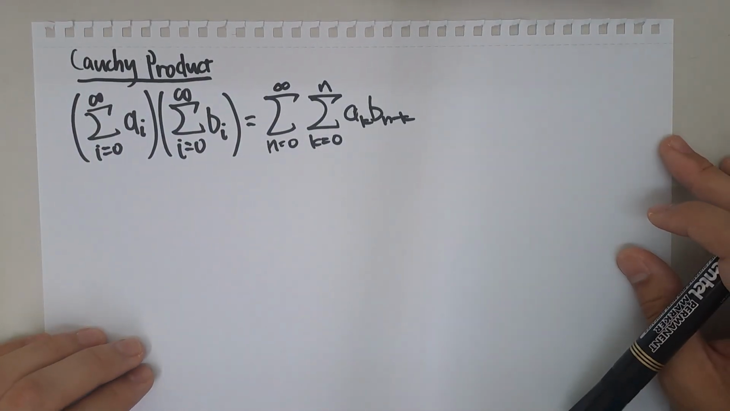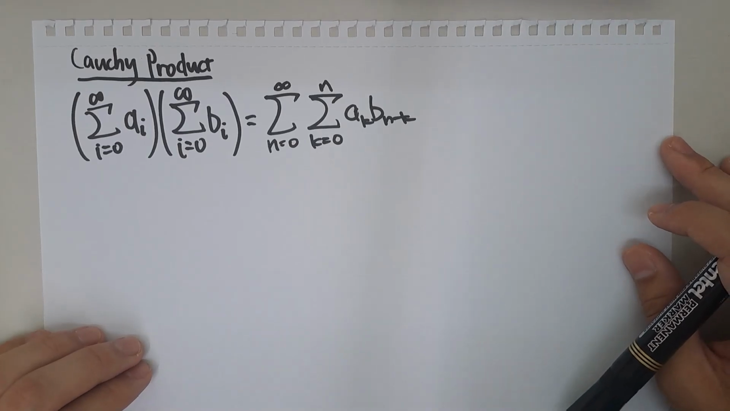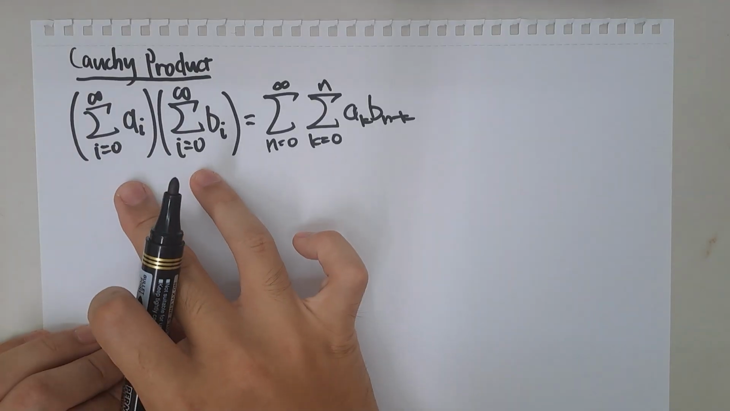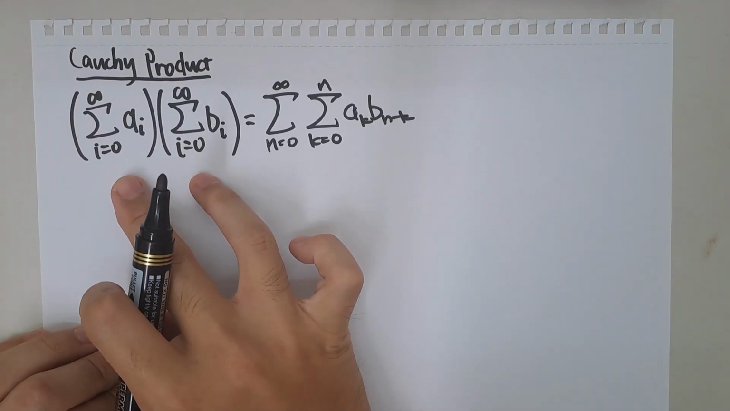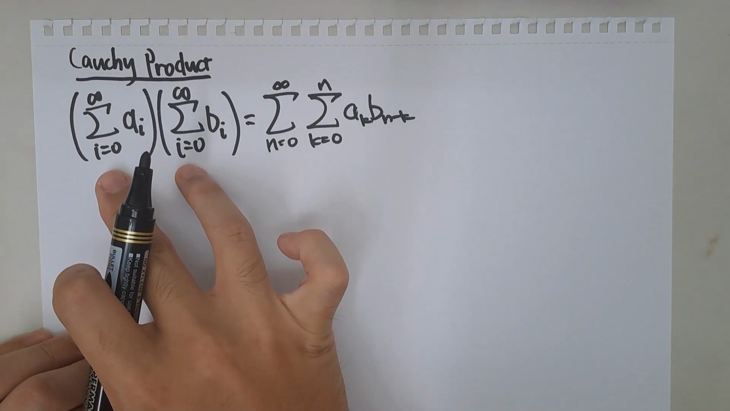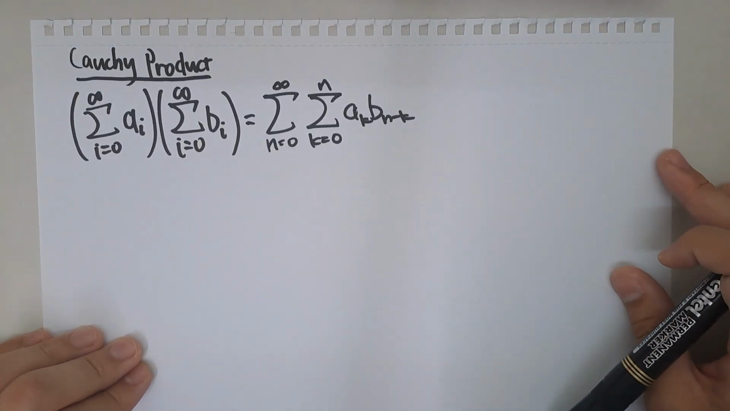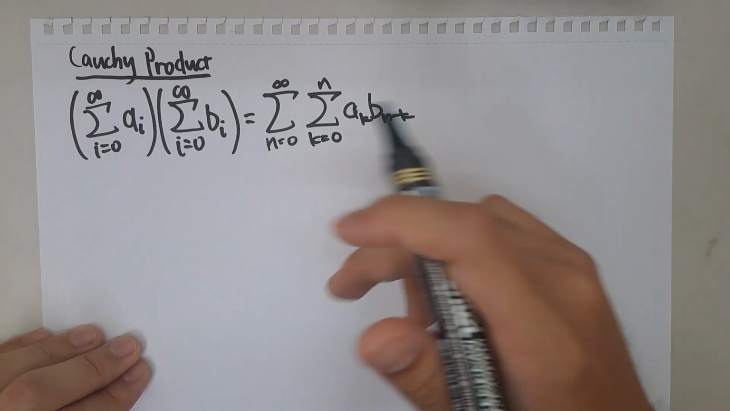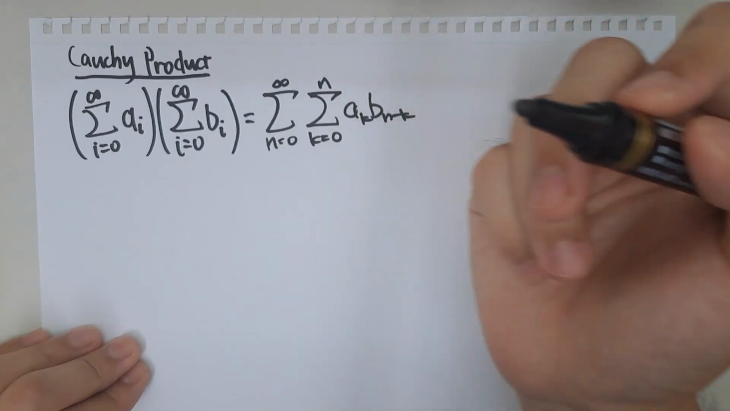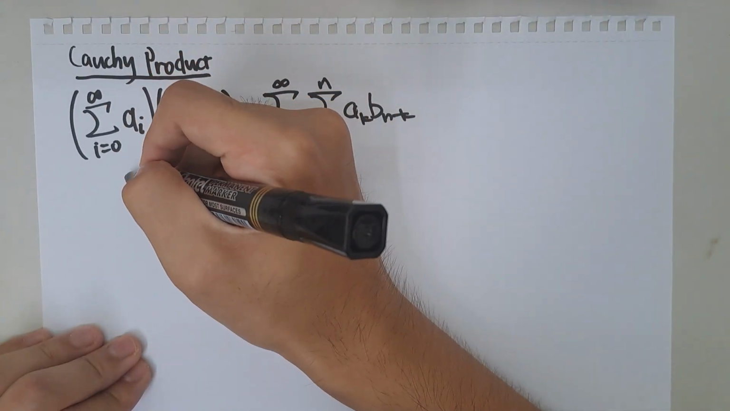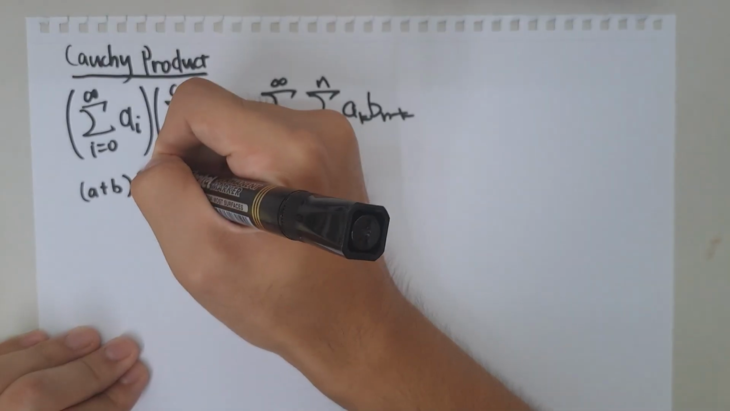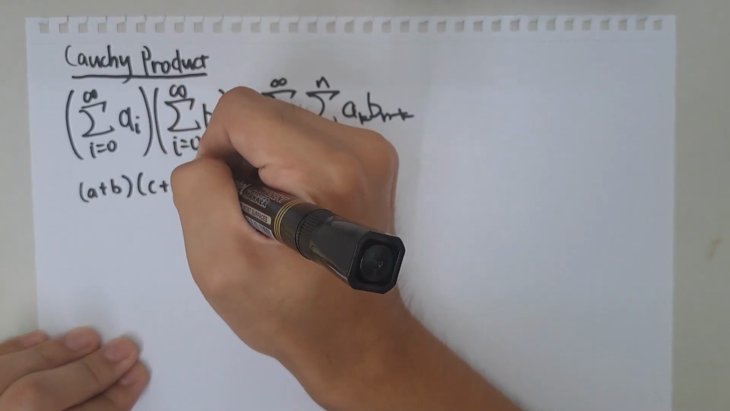So how do we even begin? The idea of this tool is to expand this product of sums with many terms. We can begin with the most simple but at least non-trivial case. So here we're gonna deal with finite sums first, like (a plus b) times (c plus d).